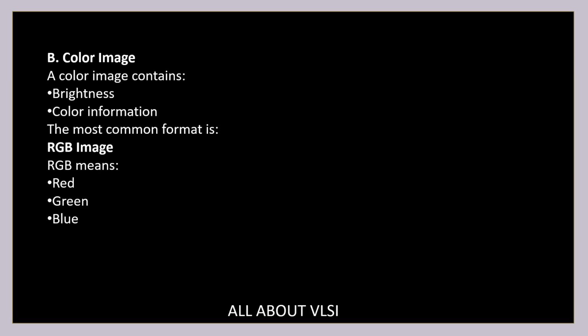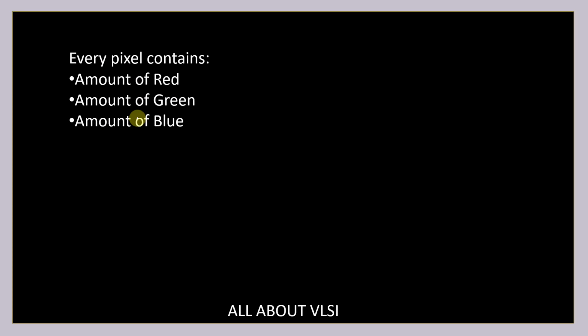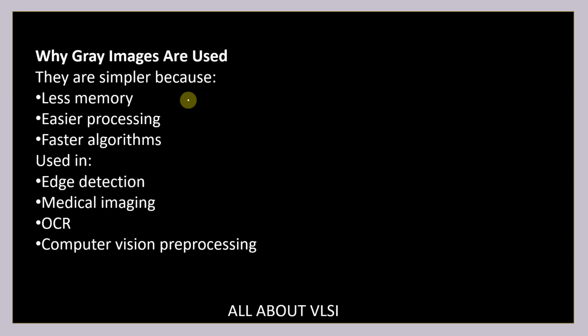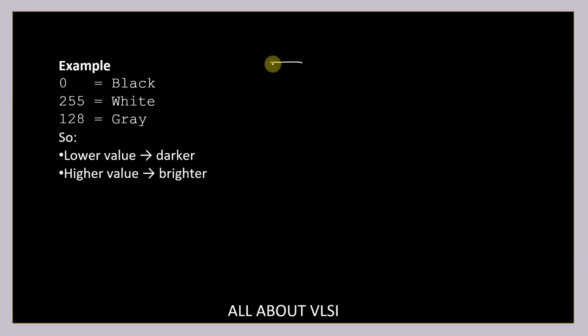Whereas in the case of a color image, it contains brightness as well as color information. In a gray image, I cannot represent color, but in a color image, I can represent color information and also brightness. The most common format is the RGB image, where R stands for red, G stands for green, and B stands for blue. Every pixel is going to tell us the amount of red, the amount of green, and the amount of blue.